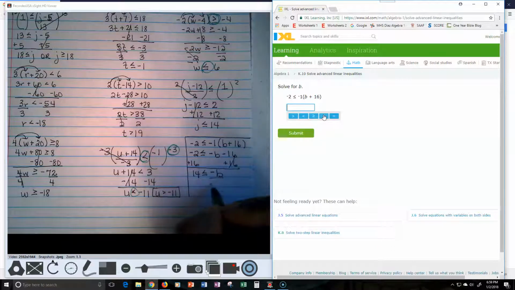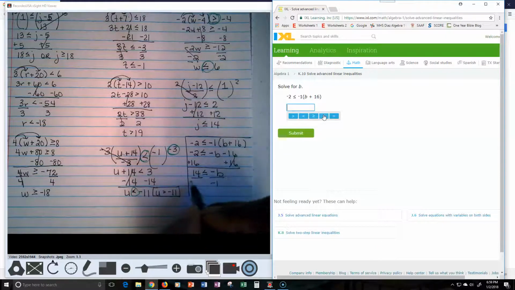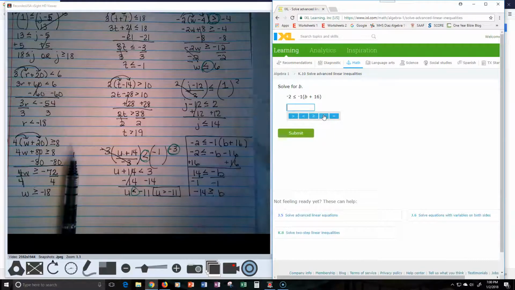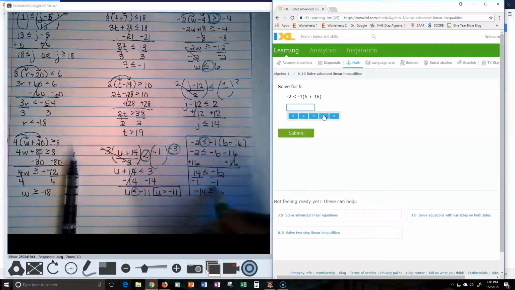Well, I know I have to divide this by negative 1 because I don't want negative b, I want positive b. So b, remember Miss Clark, flip the sign, is, let's see, negative 14 is greater than or equal to b. So I flipped the sign.